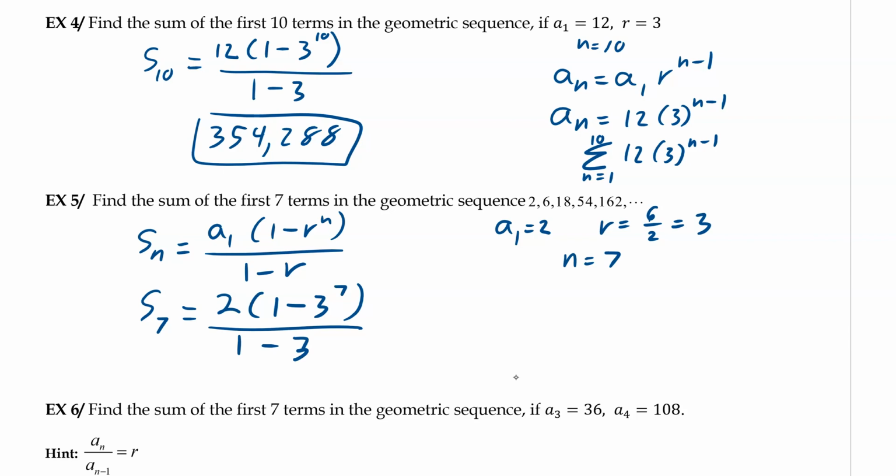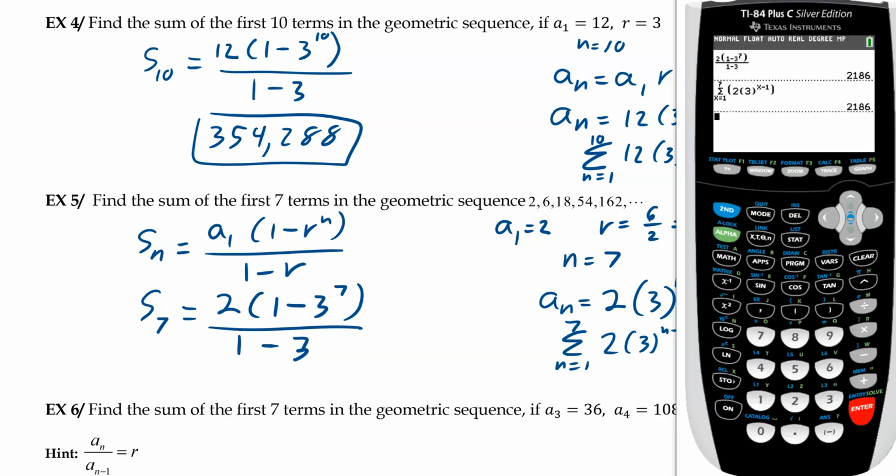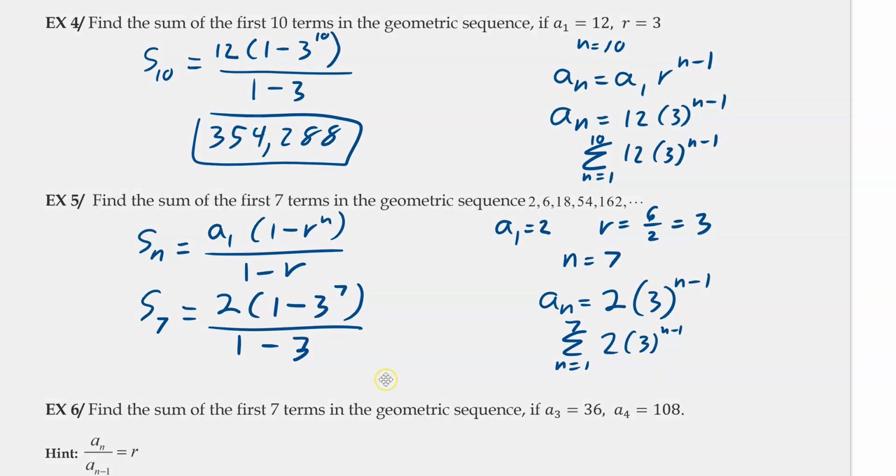If we're going to use the general term, then a sub n would be 2 times 3 to the n minus 1. So this would be the sum from n equals 1 to 7 this time, 2 times 3 to the n minus 1. So that's what we would also plug in our calculator. So let's plug in both. And here we go. So we would get, for that one, 2186, and for the general term, 2186.